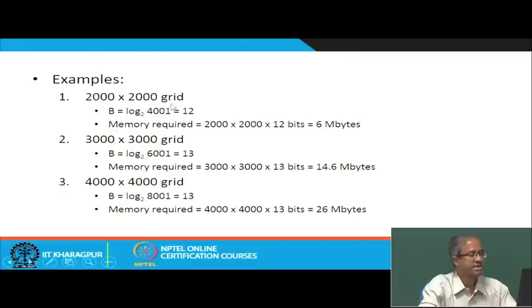So, I have not shown the ceiling, ceiling is there. If you take ceiling of this, you get 12, because 2 to the power 12 is 4096, it is less than that. So, the memory required will be so many cells, each cell with 12 bits. If you convert it to bytes, this becomes 6 megabytes.